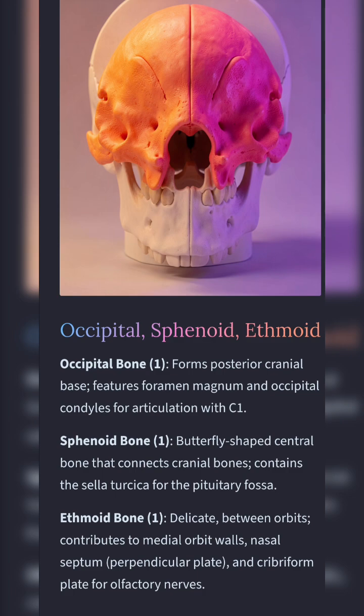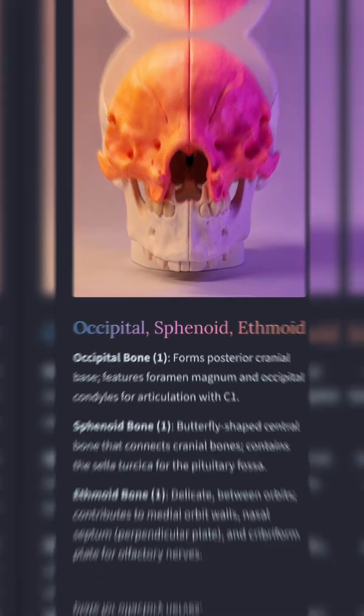Ethmoid bone, delicate, between the orbits. Contributes to the medial orbit walls, nasal septum, perpendicular plate, and cribriform plate for olfactory nerves.